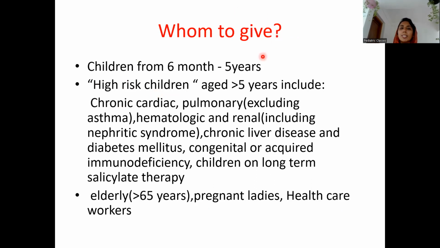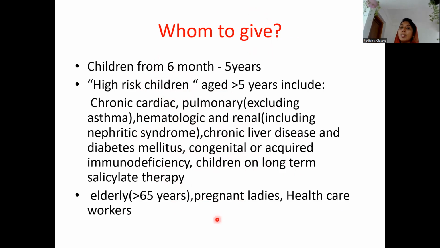So, whom to give all these vaccines? Yes, flu vaccines are recommended for all children from 6 months to 5 years. And beyond 5 years, we recommend for high-risk children. That means those children who have chronic cardiac, pulmonary, excluding asthma, okay? Hematologic and renal, including nephrotic syndrome, chronic liver disease, diabetes mellitus, congenital or acquired immunodeficiency, children on long-term salicylate therapy, and also the elderly, more than 65 years, pregnant ladies, healthcare workers, etc.